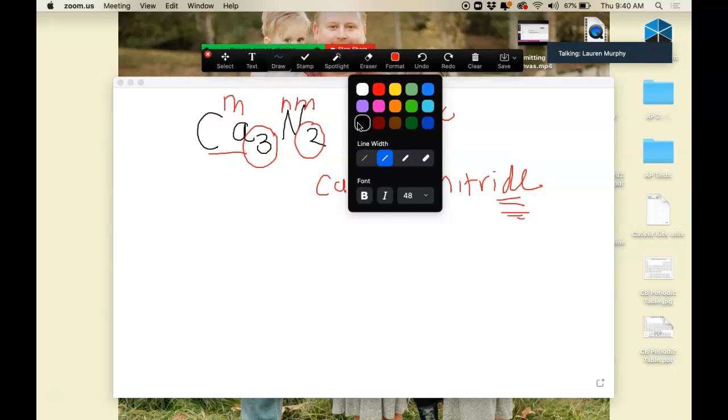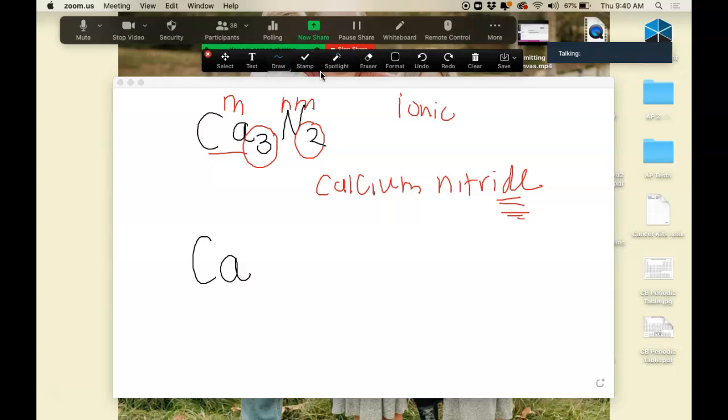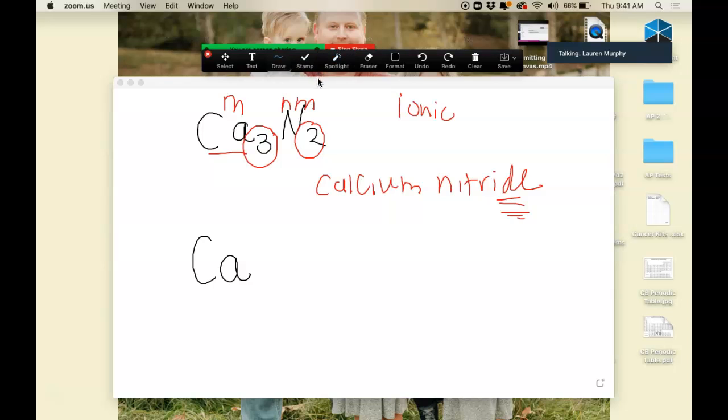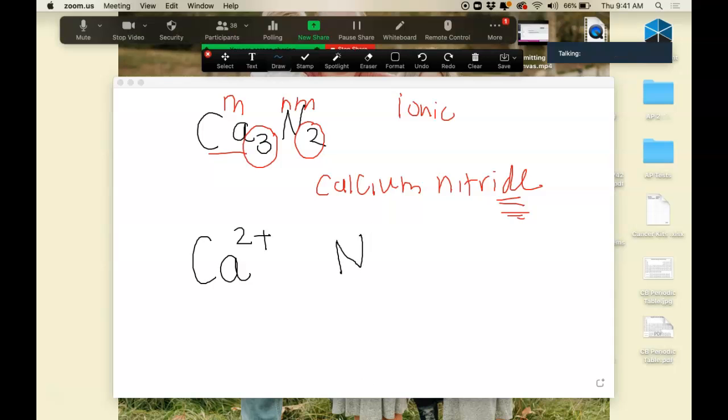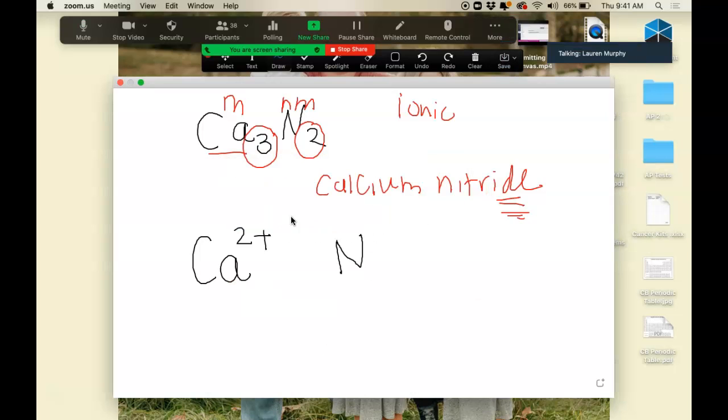So what is the common ion for calcium? So it's 2. Please don't say 2, though. It's +2. What is the common ion for nitrogen? So go to your periodic table. -3. Good job.